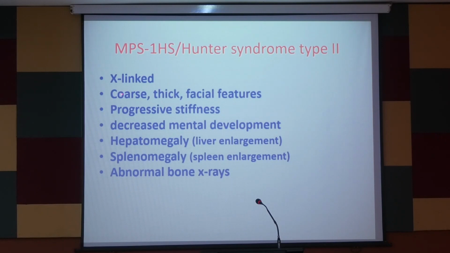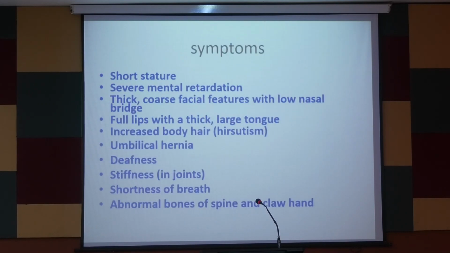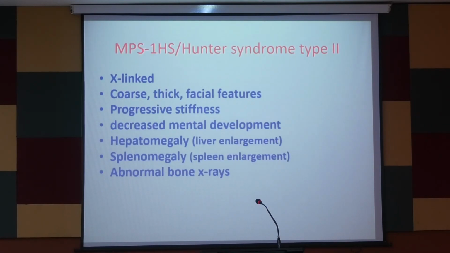X-linked? What was 1H? Autosomal recessive. 1HS. Hunter syndrome, type 2, X-linked Hunter syndrome, X-linked, coarse, thick facial features, progressive stiffness, decreased mental development. This is C, hepatomegaly and splenomegaly.